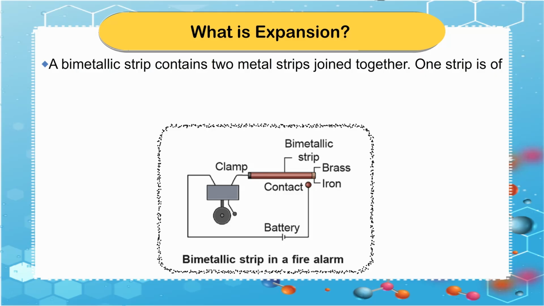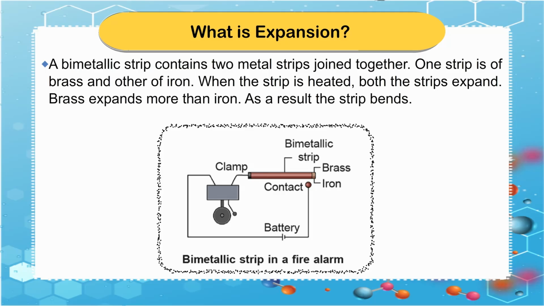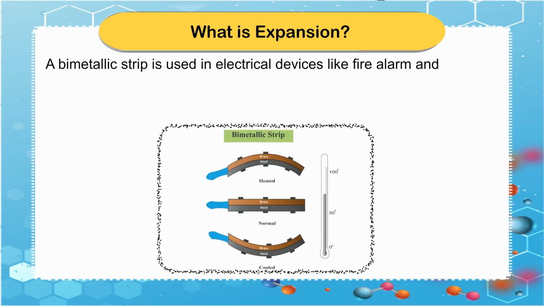A bimetallic strip contains two metal strips joined together. One strip is of brass and other of iron. When the strip is heated, both the strips expand. Brass expands more than iron. As a result, the strip bends. A bimetallic strip is used in electrical devices like fire alarm and thermostats.